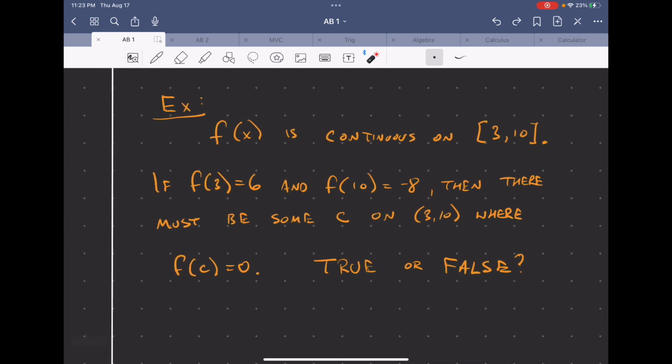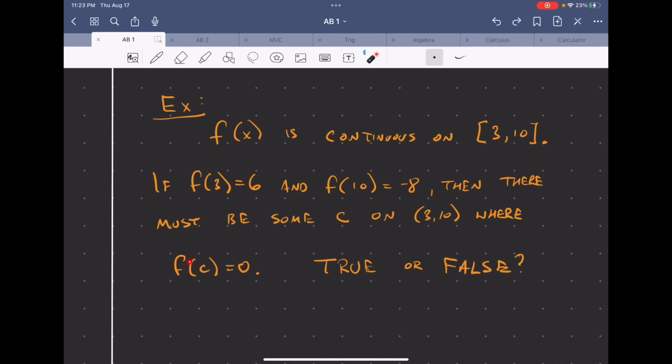Well, this is just saying that if you look at the y values here, at f of 3, the y value is 6, at f of 10 is negative 8. So the intermediate value theorem says that there has to be some value c such that f of c, the y value of that, is somewhere between 6 and negative 8.